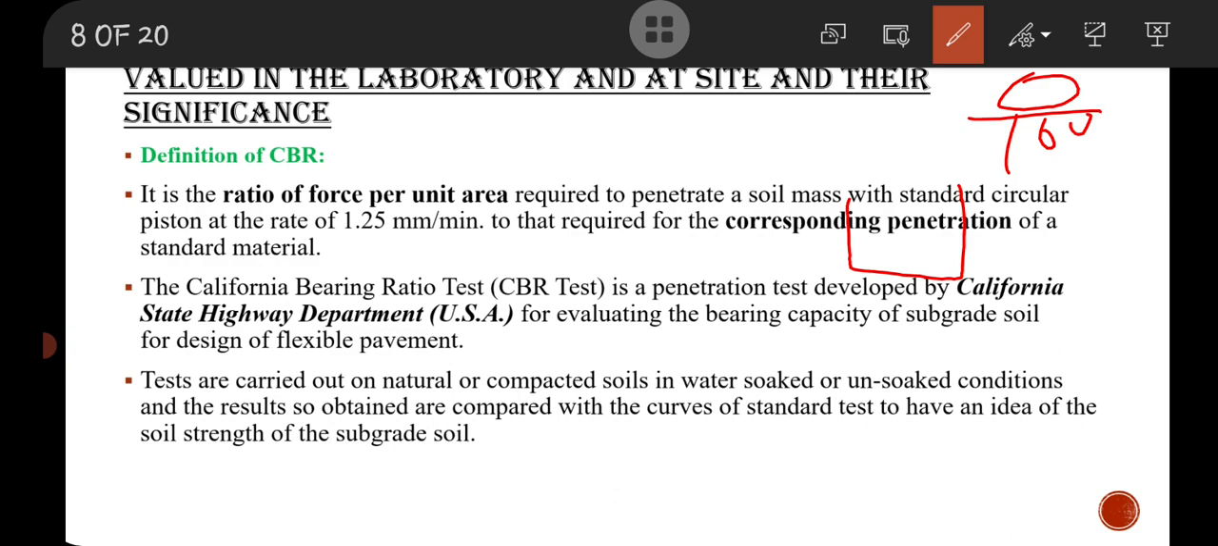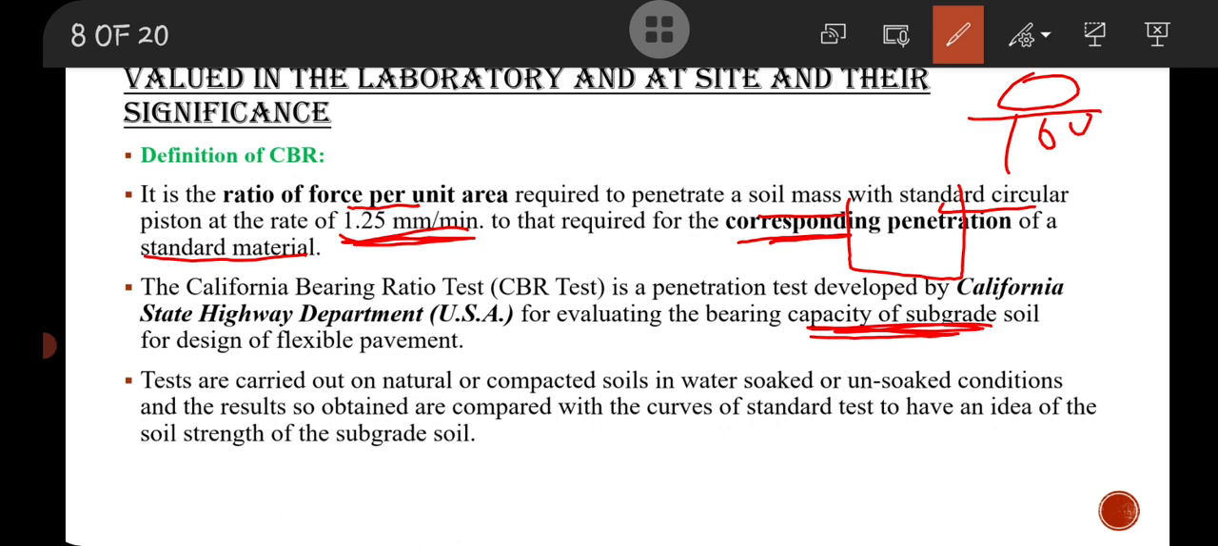Here is the definition. It is the ratio of force per unit area required to penetrate a soil mass with a standard circular piston at a rate of 1.25 mm per minute. Means this is the loading rate for the corresponding penetration of a standard material. This standard material is stone dust in California. So this test was carried out by the California Highway Research Department for the design of flexible pavement. This point is important: we use California bearing ratio for the subgrade of flexible pavement.